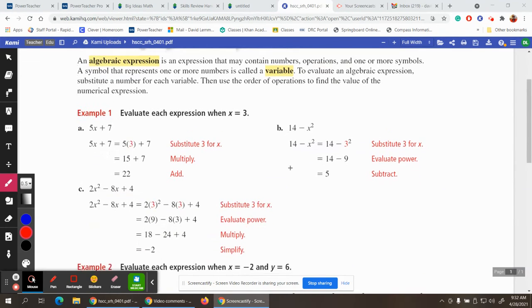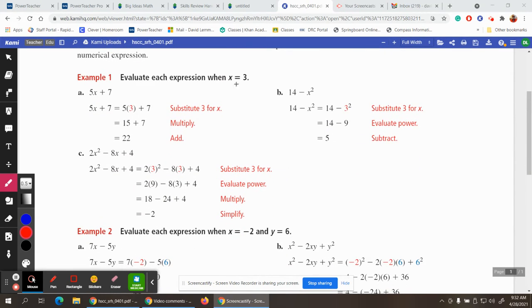So here are my examples, substituting when x is 3. So when x is 3, you plug it in. All right, so 5x plus 7 would now be 5 times 3 plus 7, which is 15 plus 7, which is 22.